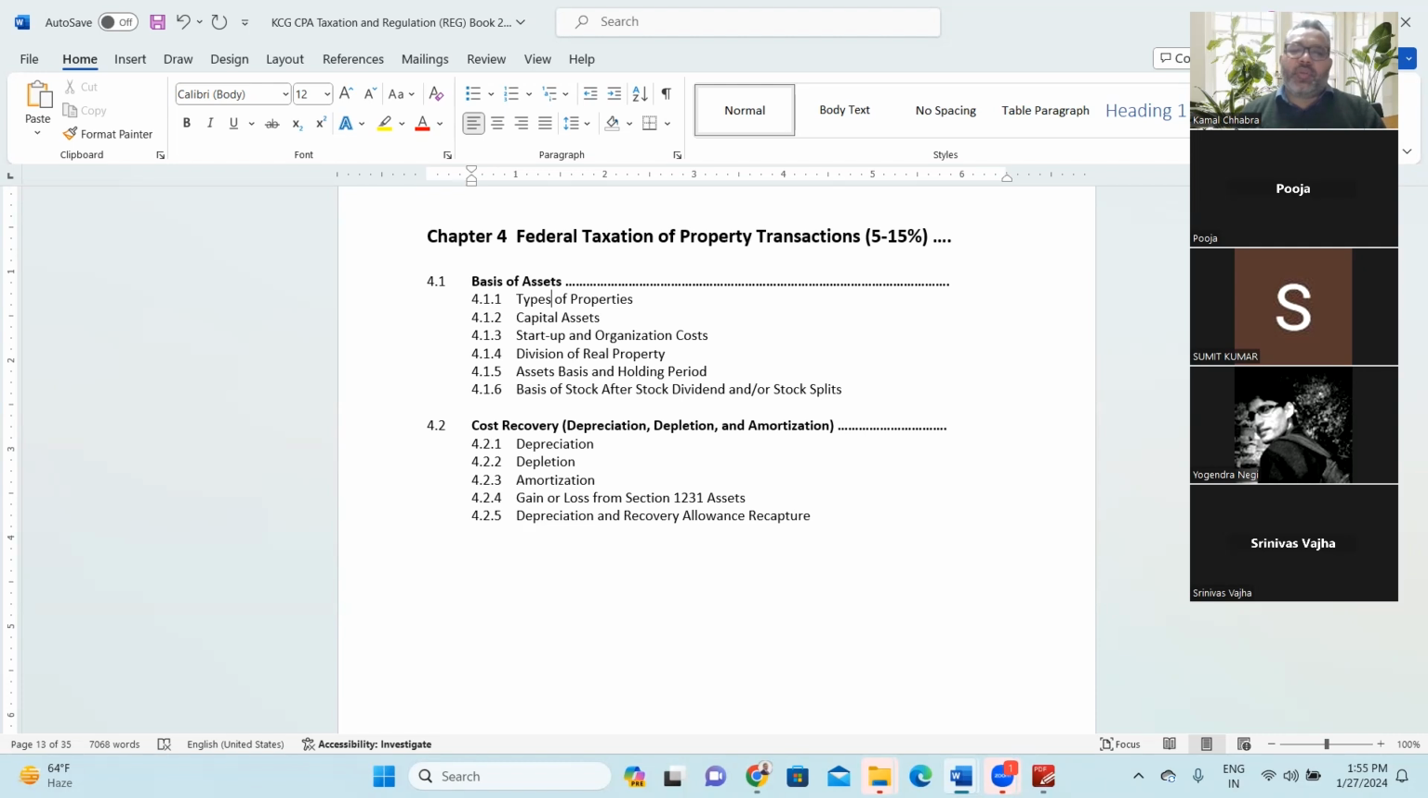Then after, we'll jump onto the cost recovery. In US, cost recovery is called depreciation, depletion, and amortization. Like we were discussing today, like MACRS and alternative depreciation method.